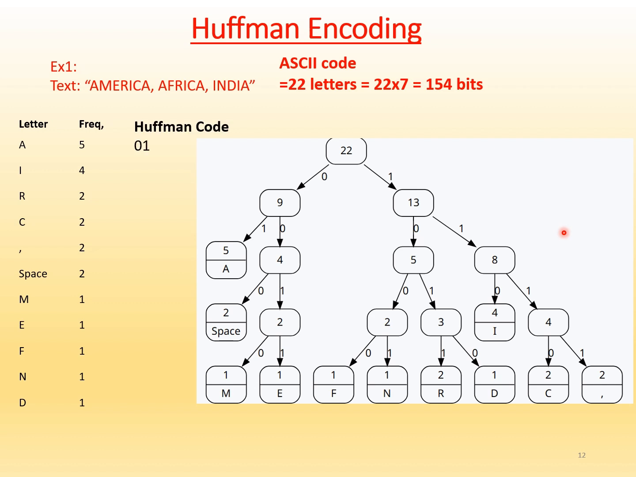So I'm now computing the Huffman code. Huffman code for A is 01, Huffman code for I. Where is I? I is here, so it will be 110. It should be 110. Then R is here, so it will be 1011, and like that for all other letters.